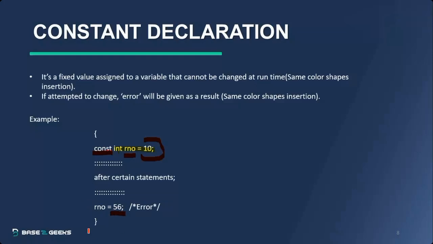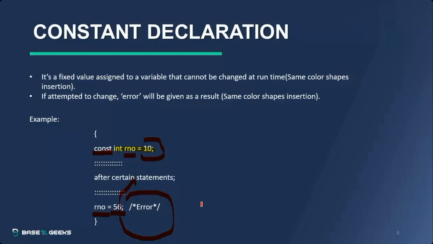So the compiler will check that it is a constant variable, so how can we accept these changes? It will not accept them, right? It is going to produce an error. Can you understand? That is the meaning of a constant. These are all fixed values. It will not change until the end of the program is completed.